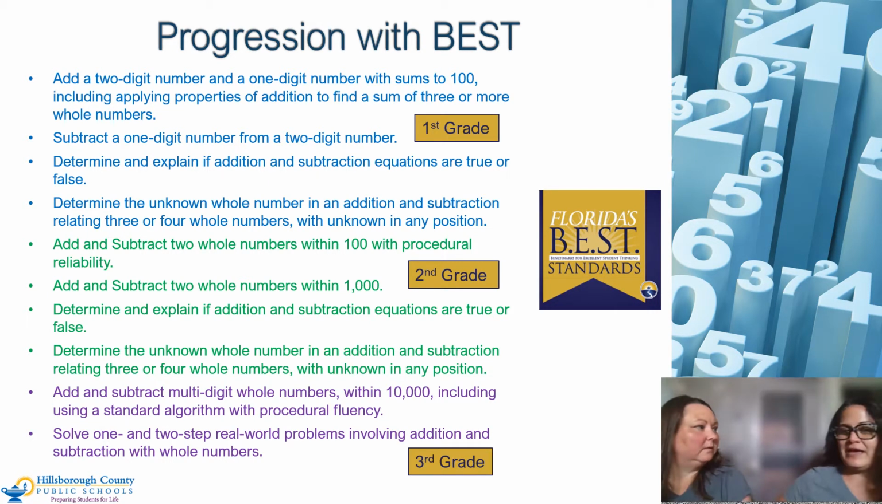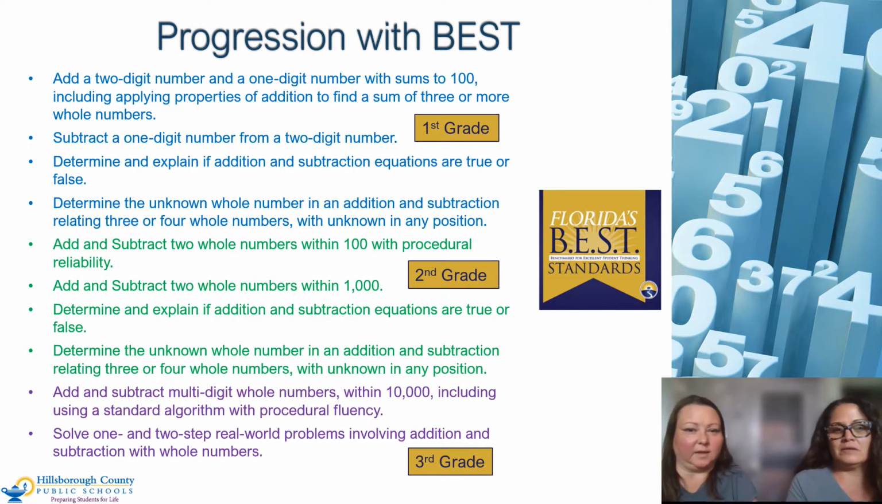Shanna, I thought we added and subtracted 2 whole numbers within 100 in first grade. We did, but now this year it's about procedural reliability, and we're going to get into what that looks like in a little bit. Okay, that was my next question. And then determining and explaining if addition and subtraction equations are true or false again, and then also the unknown. In third grade, they're adding and subtracting multi-digit whole numbers within 10,000, including the standard algorithm with procedural fluency. Oh, wow. And then 1- and 2-step real-world problems. So it seems like every year builds upon the last.